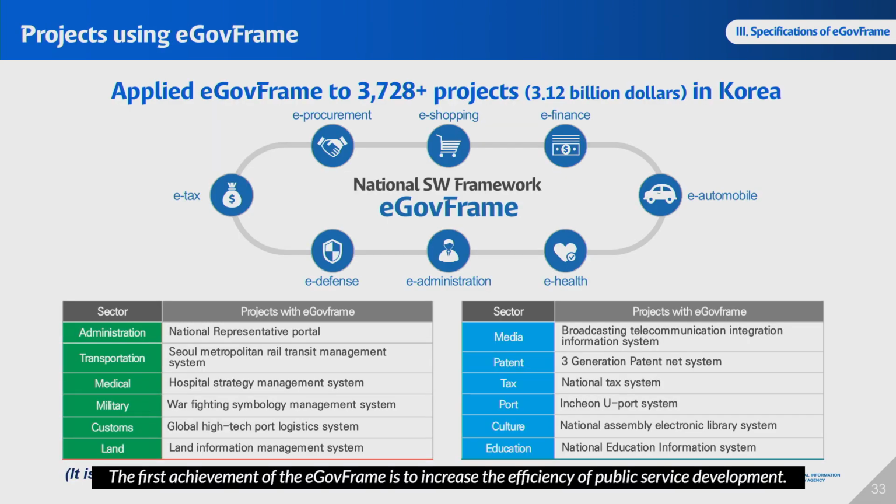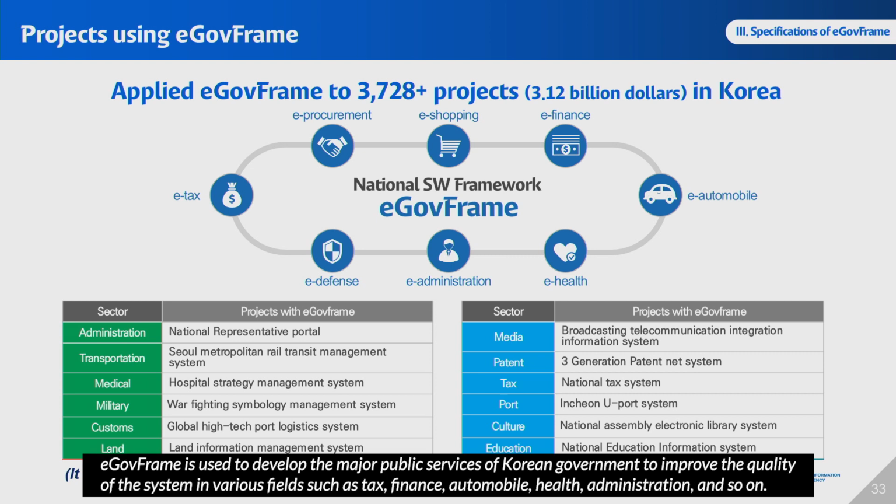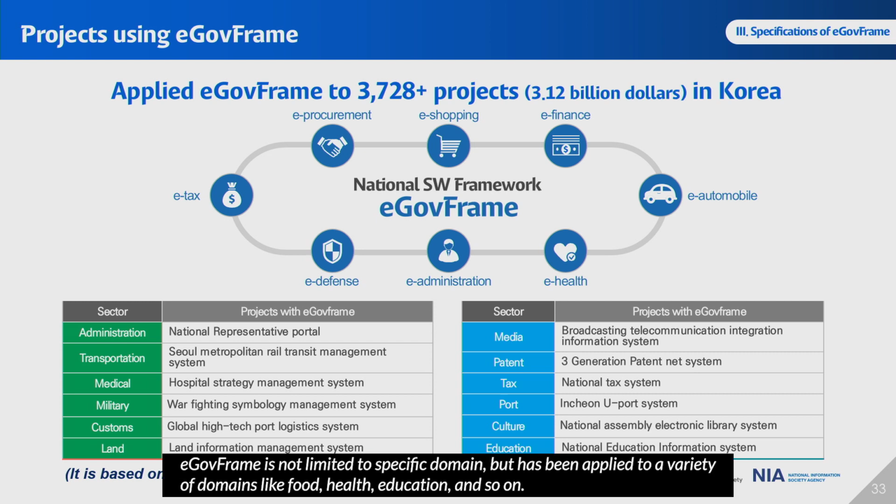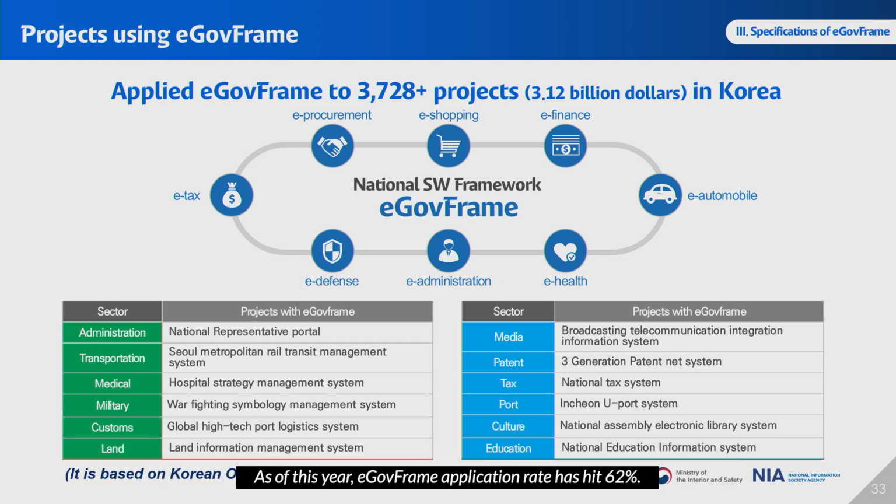The first achievement of the eGovFrame is to increase the efficiency of public service development. eGovFrame is used to develop the major public services of the Korean government to improve the quality of the system in various fields, such as tax, finance, automobile, health, administration, and so on. eGovFrame is widely used as a national software framework in Korea. It is not limited to a specific domain, but has been applied to a variety of domains like food, health, education, and so on. As for this year, eGovFrame application rate has hit 62%.